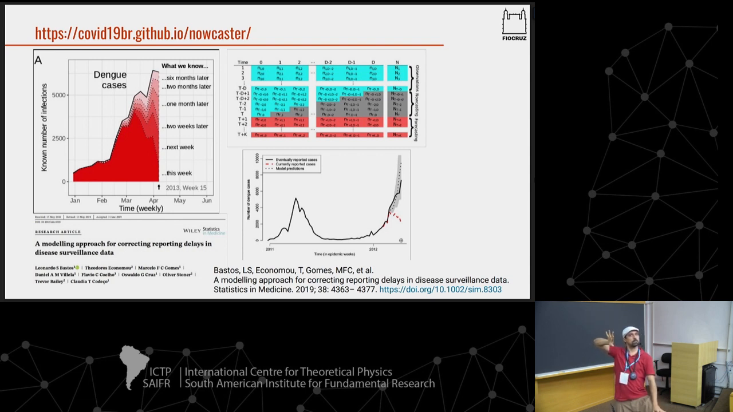Any other questions? Yeah. Oh yeah, that is a probability distribution. This is why we have the shaded area. For that example, it is the 90% credibility interval, if I'm not wrong. I'm not sure if it's the 90 or 95 right now, but it's one of those.